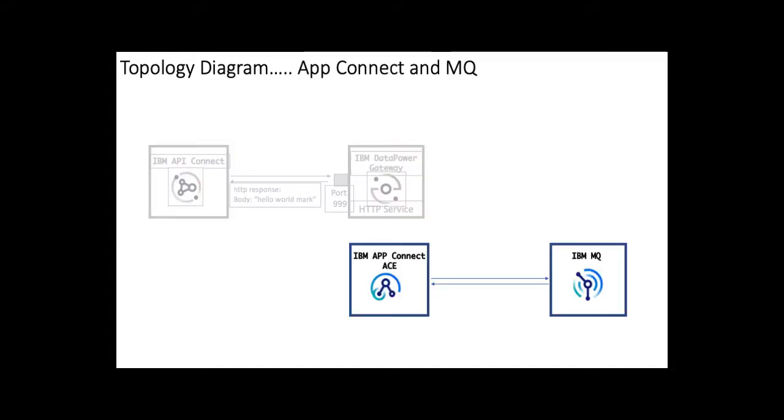You saw us configure a DataPower gateway, and then configure API Connect to send a request to the gateway. Today, we're focusing on the bottom section of that topology diagram. Specifically, we'll configure App Connect Enterprise, also referred to as ACE, with IBM MQ.